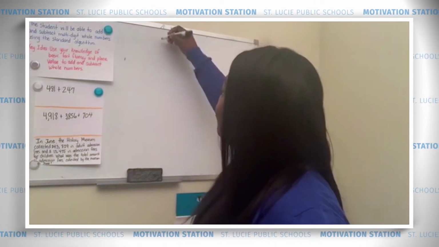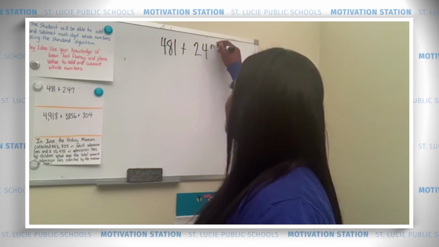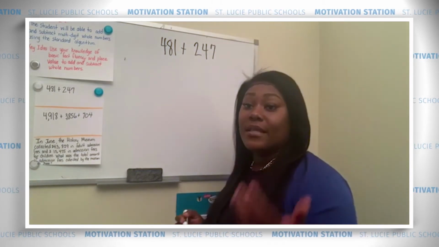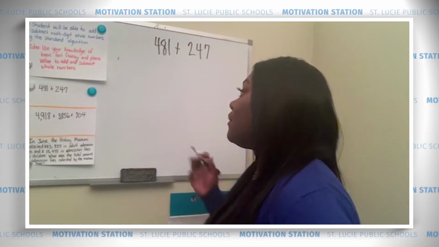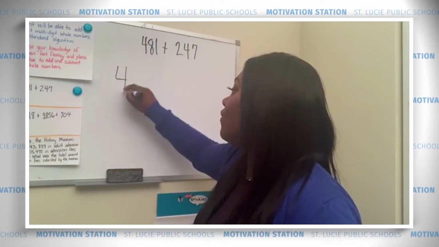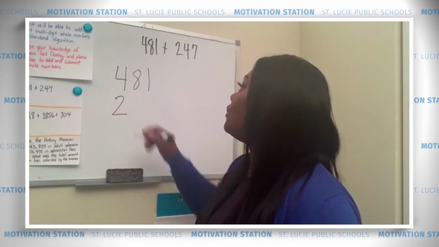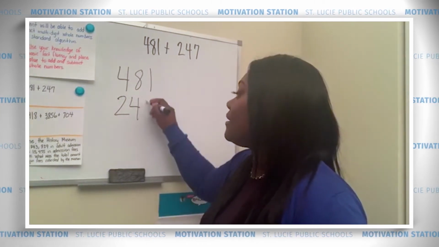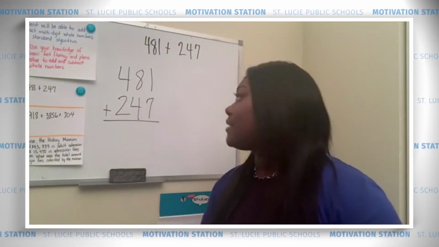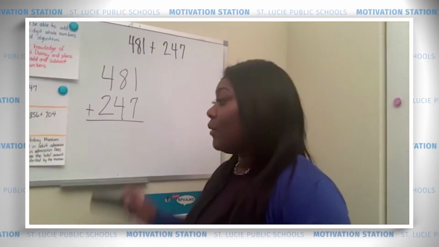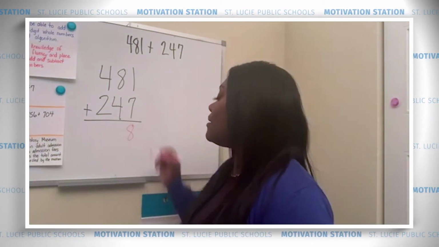We have 481 plus 247. And this number is written horizontally, so I'm just going to rewrite it and align the place values. I'm going to write it vertically. So that's 4 hundreds, 8 tens, 1 one, plus 2 hundreds, 4 tens, 7 ones. Okay? So when I begin with the ones place, if I take 1 one, and I add it to 7 ones, then I will have 8 ones.